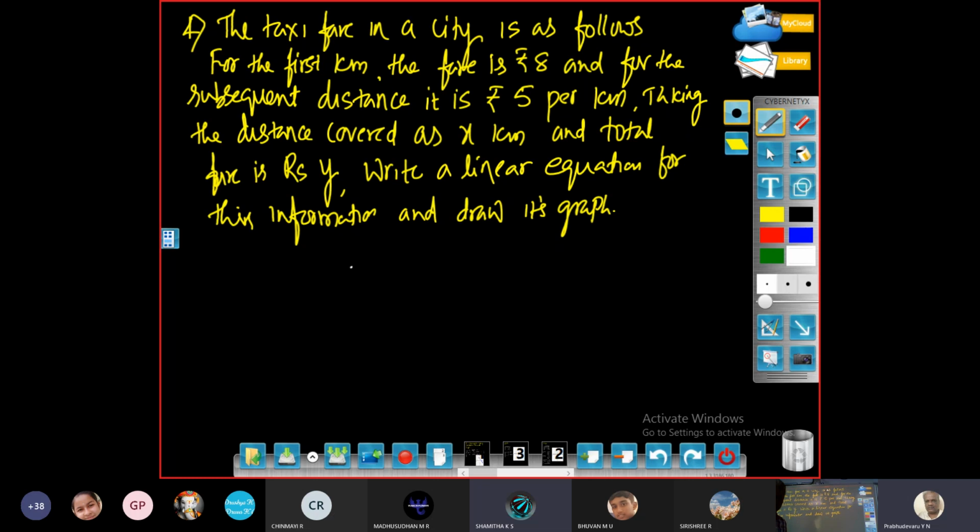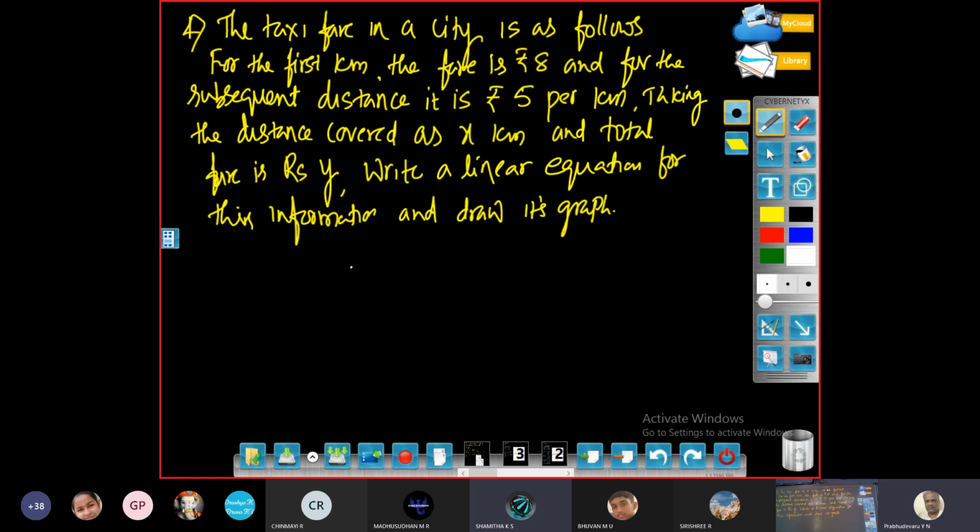Sir, first I took x as the total distance traveled by that taxi, and y will be the amount which we have to pay. Then, as they said, for the first kilometer we have to pay 8 rupees, and for the other distance we have to pay 5 rupees per kilometer.